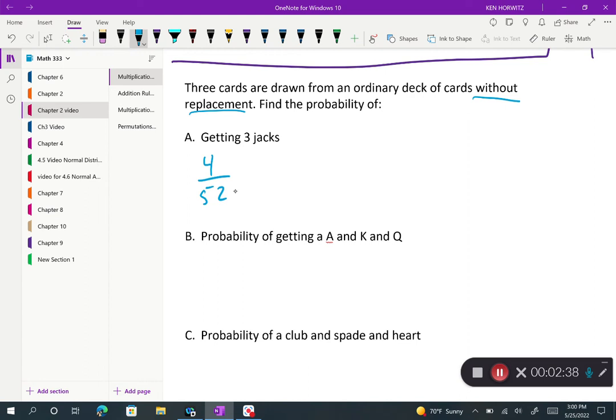So let's say I draw a jack. Then how many jacks are left? Well, I didn't replace it, so there's only 3 jacks left out of 51 cards. Then only 2 jacks left out of 50 cards. All right, so why don't you guys pause the video and do a little multiplication, and we'll get the answer on the back end.